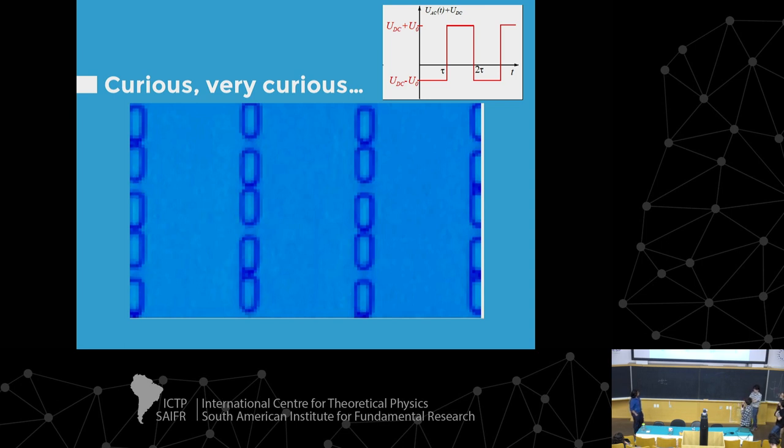But the crucial point is that we also apply a static contribution, this UDC, to the square pulse so that it gets biased in one direction rather than another. In this way, we're going to create a net movement of the particles along a preferred direction.